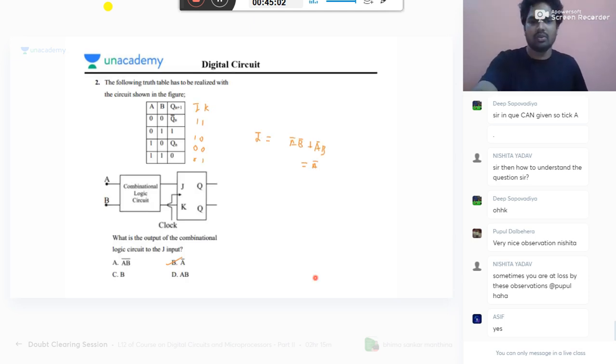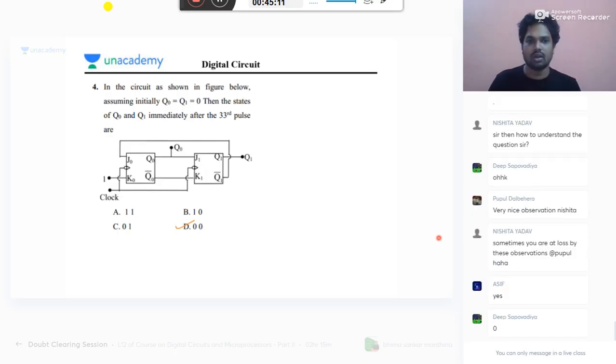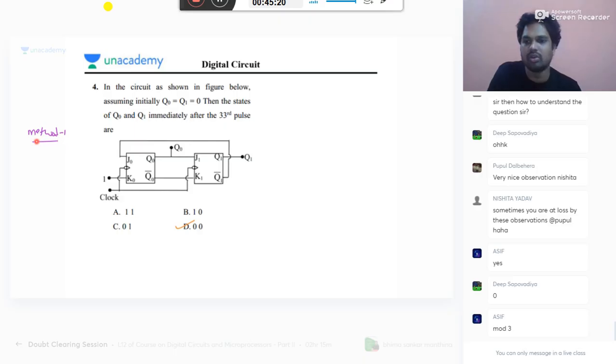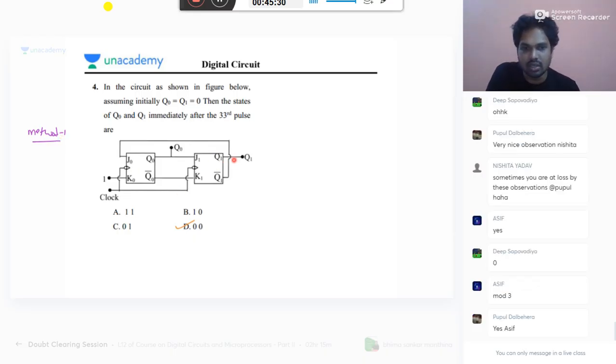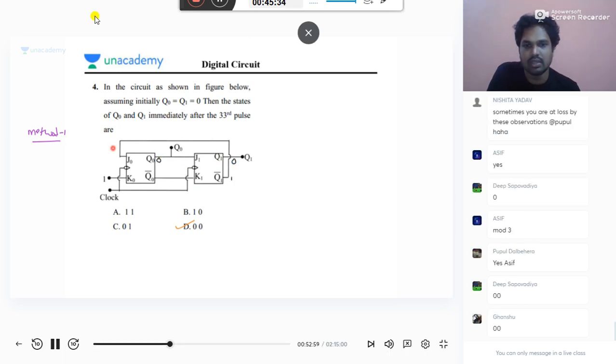Okay, now let me go through this question. Listen. What is the answer I give? 0, 0. Now, here I will give you 3 methods to solve this question. Method 1 can be applicable to any synchronous design. So, the first method is, what are the initial values? Initial values are 0, 0. This is the initial value.